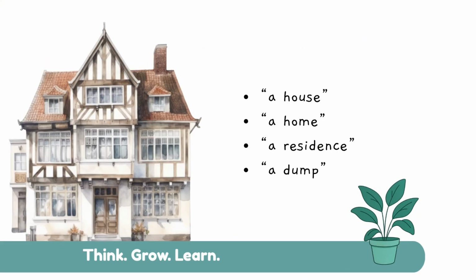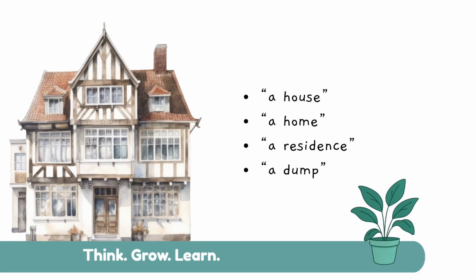Imagine I describe a place as a house, a home, a residence, a dump. These all refer to roughly the same thing, but the lexical choices completely change how we feel. A home gives off warm connotations, emotional connotations. Residence is quite formal and distant, whereas a dump is very negative and critical. So Lexis isn't just about meaning, it's about connotation.